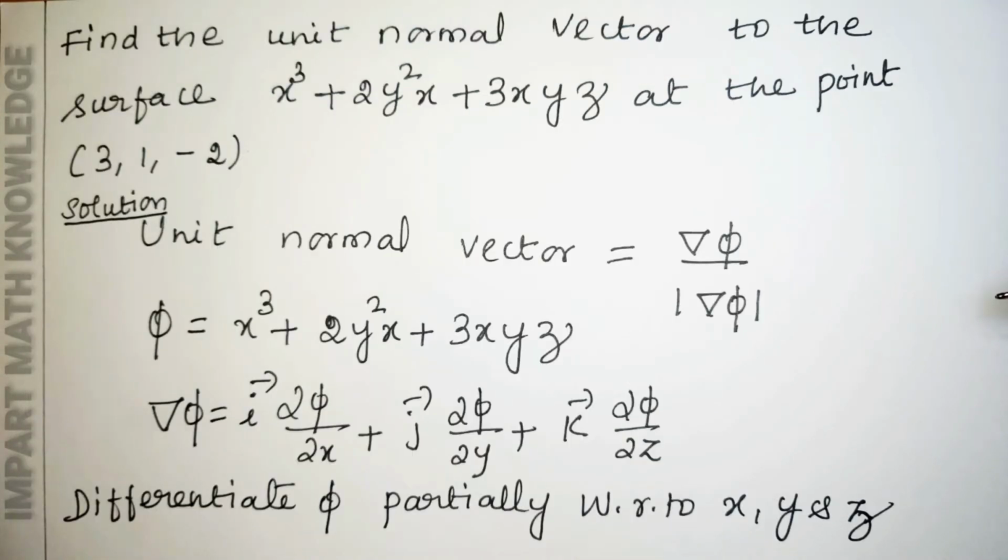Find the unit normal vector to the surface x cube plus 2y square x plus 3xyz at the point 3, 1 and minus 2. Here we have to find unit normal vector. The formula for unit normal vector is del phi divided by modulus of del phi. Phi is given in the problem. Del phi is nothing but i vector dou phi by dou x plus j vector dou phi by dou y plus k vector dou phi by dou z.